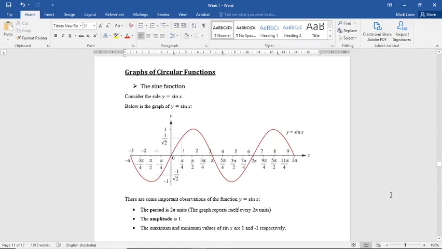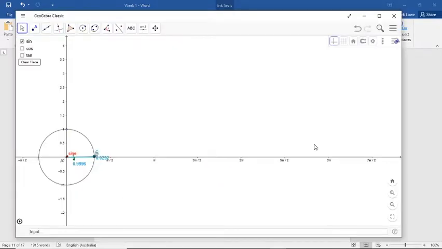So what we're going to look at now is the graphs of the circular functions, in particular the sine function. If we have a look at what we've got here, we've got this rule, y equals sine x. So let's see how we come up with this graph. What I've got here is the unit circle, and our angle starting here at 0 degrees.